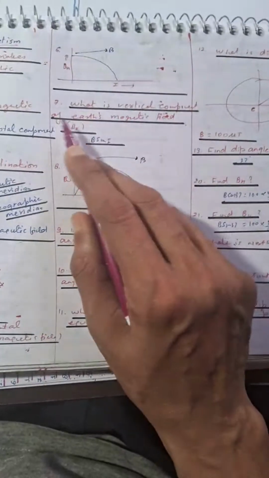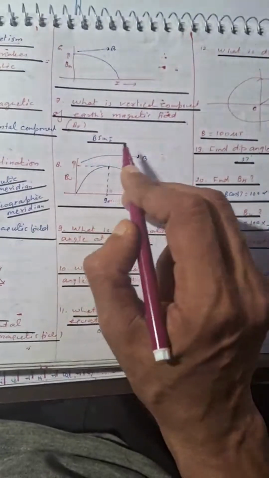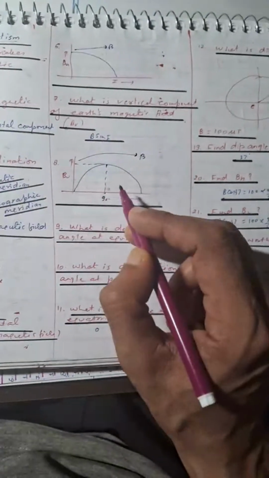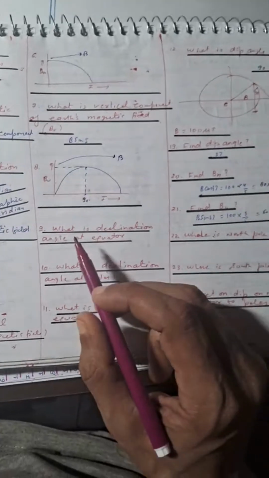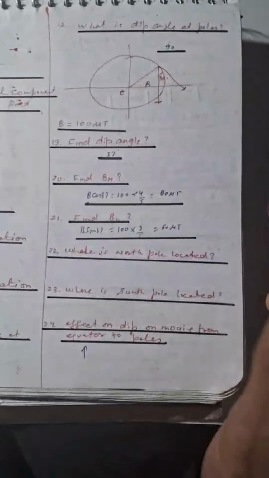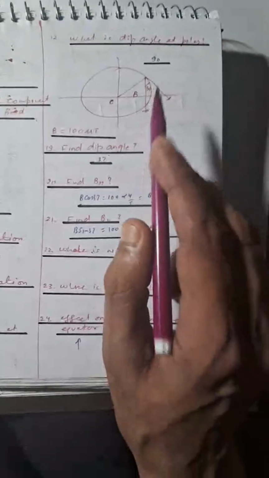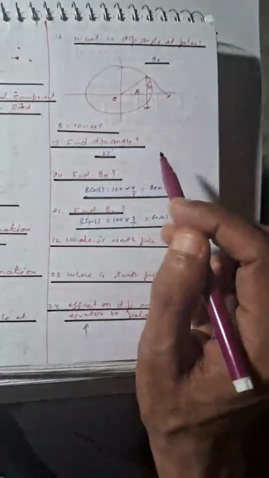Next is, what is the vertical component of Earth's magnetic field? It will be B sin I. The graphical variation will be like this. It will be minimum at 0 and maximum at 90. Then there are certain questions based on that. Then here is a question that the dip angle at the pole will be 90.